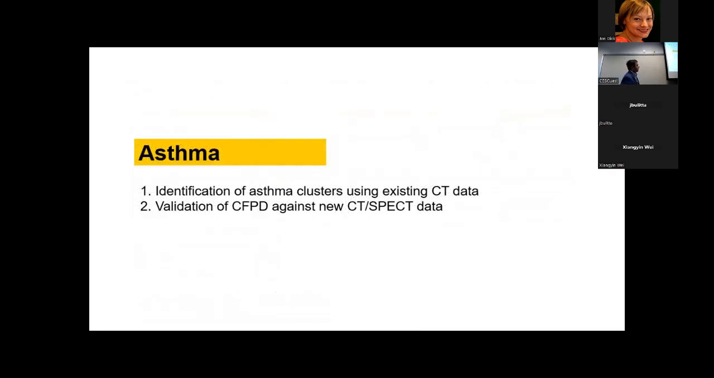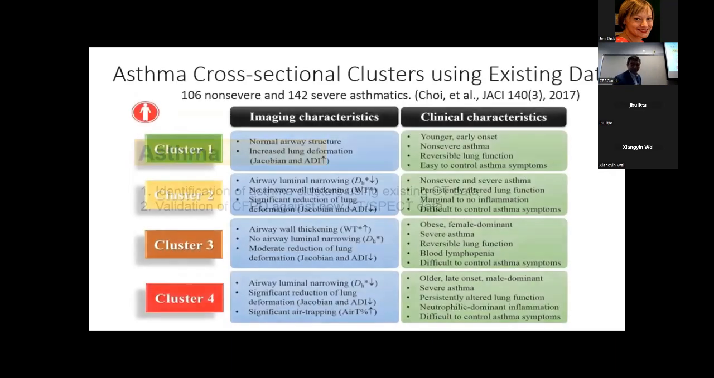So let's first look at asthma. We analyzed 106 non-severe and 142 severe asthmatics. For details, please refer to our paper. We used the previous quantitative image metrics for clustering, and we identified 4 clusters. So you can see, I show all the important imaging characteristics.